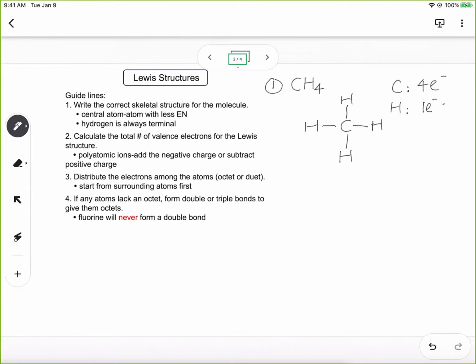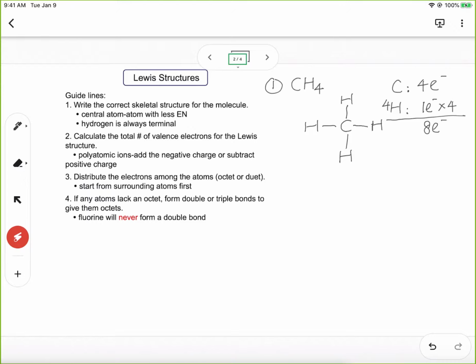Because you have 4 hydrogens, so we multiply that by 4. So total you have 8 valence electrons. Well, this 8 valence electrons will be used by us to construct the Lewis structures, including these single bonds. Okay, keep that in your mind. Now this is the note for step 2. If you are dealing with the polyatomic ions, then you need to either add the negative charge or subtract positive charge. We will do that later on when we talk about some other examples.